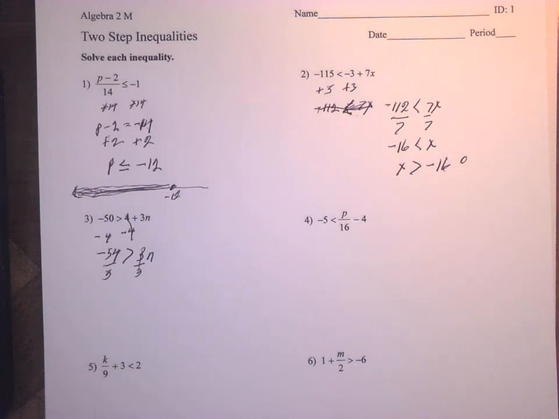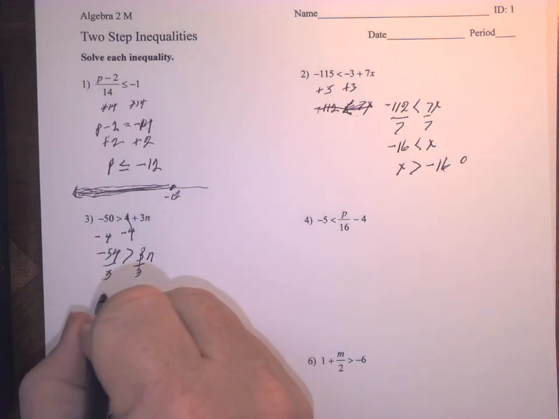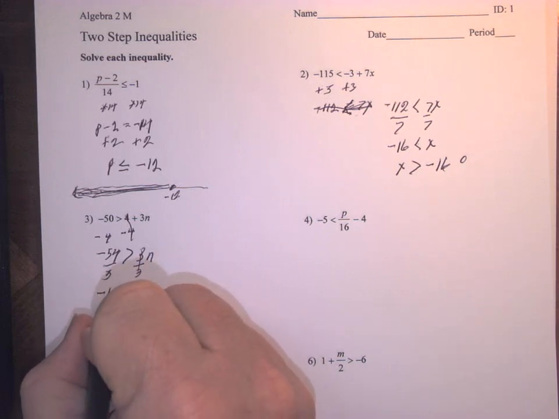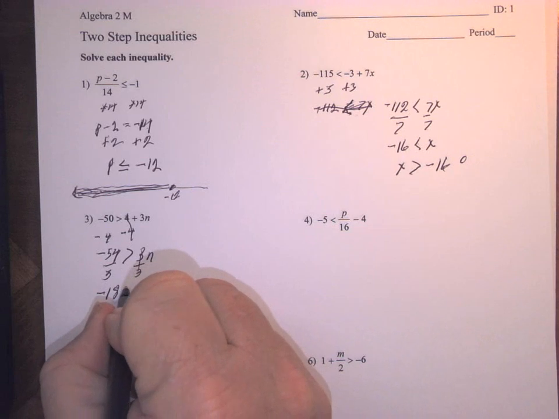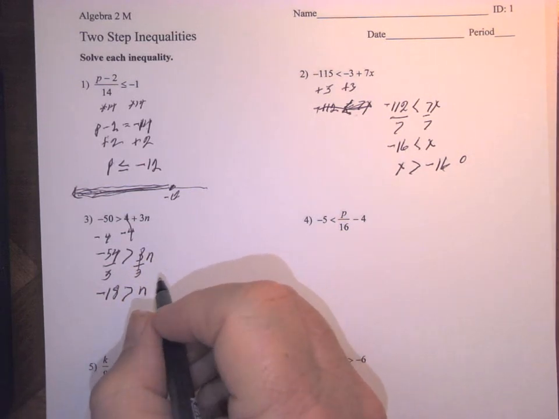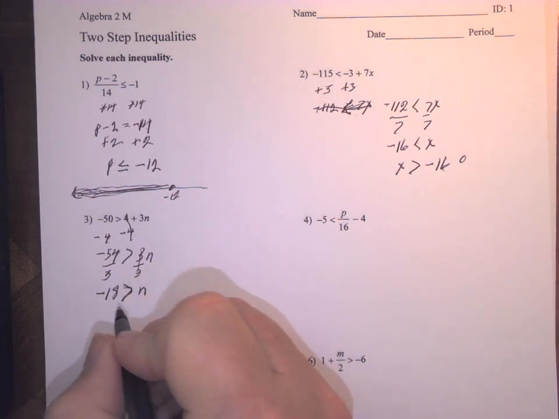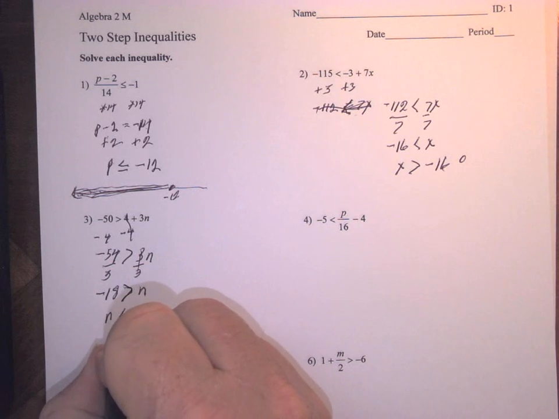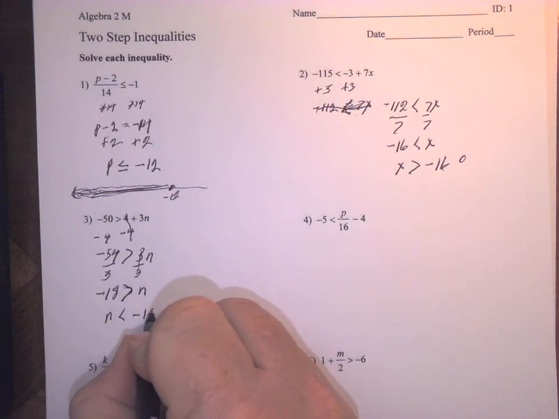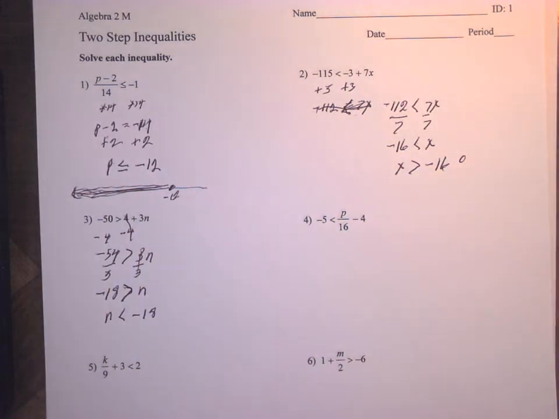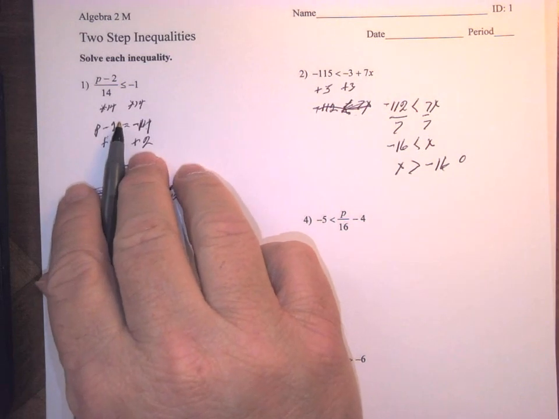Yes. So we end up with negative 54, or negative 18, is greater than n. And if you wanted to put it in the correct structure, you would have n is less than negative 18. All right? In each case, the answer, the variable comes first. Number 4 is just like what we did up here.